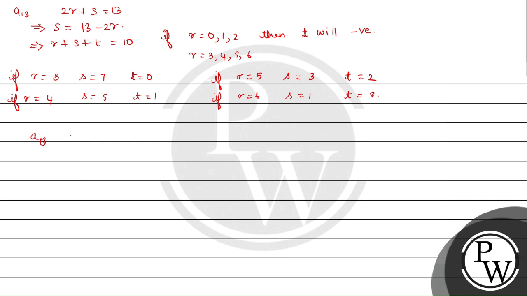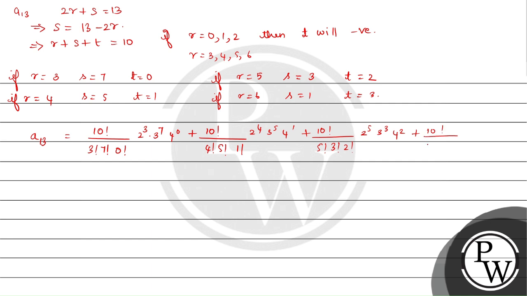Then we will have A13 is equal to 10 factorial divided by 3 factorial, 7 factorial, 0 factorial, 2 cube, 3 power 7, 4 power 0, plus 10 factorial divided by 4 factorial, 5 factorial, 1 factorial, 2 power 4, 3 power 5, 4 power 1, plus 10 factorial divided by 5 factorial, 3 factorial, 2 factorial, 2 power 5, 3 power 3, 4 power 2, plus 10 factorial divided by 6 factorial, 1 factorial, 3 factorial into 2 power 6 into 3 power 1 into 4 power 3.